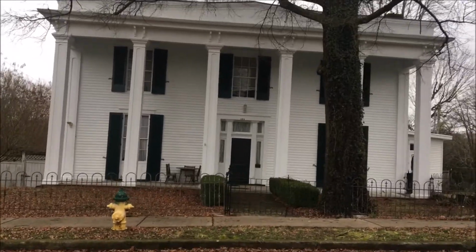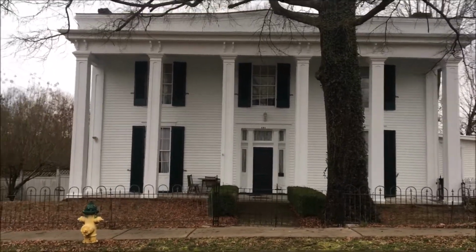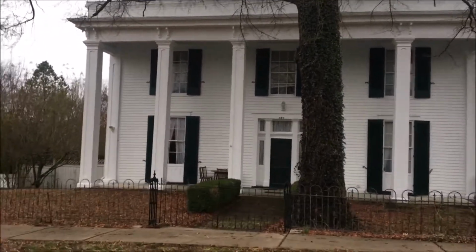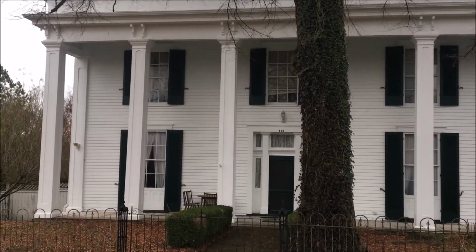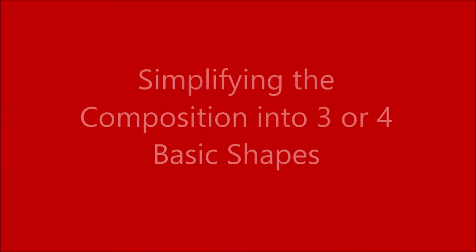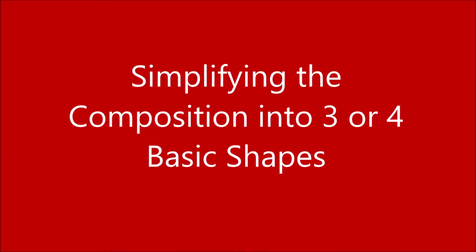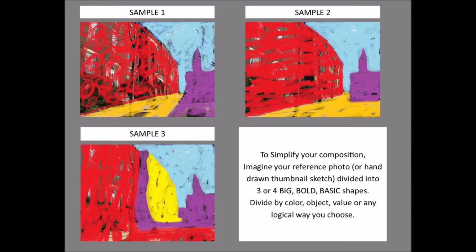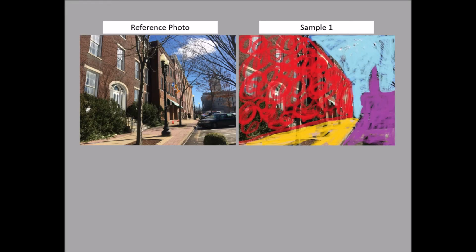So we're going to paint the Nelson House Hotel in watercolor. And there's quite a lot going on if you look at your reference photo, so we're going to have to simplify the composition into 3 or 4 basic shapes. Now, don't be overwhelmed. We're going to look at our photo and try to naturally come up with 3 or 4 shapes that the picture falls into.